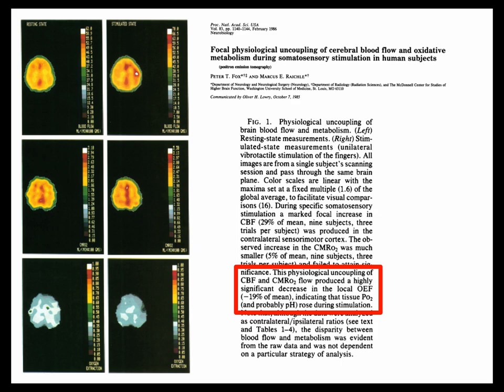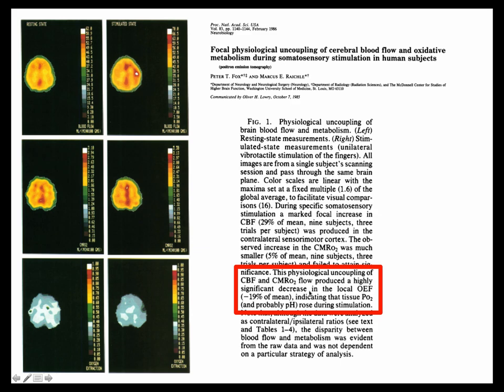This was actually the precursor to BOLD contrast, and that is that this is a PET experiment. It was the first time this was suggested, by Peter Fox and Marcus Raichle. Here they had a subject. They were stimulating the subject's somatosensory cortex with a vibrating ball in their hand. They found that with PET, they were able to measure the flow increase, and they were also able to measure the oxygen extraction fraction.